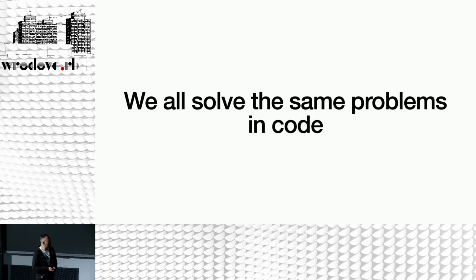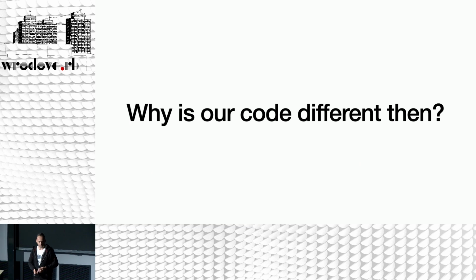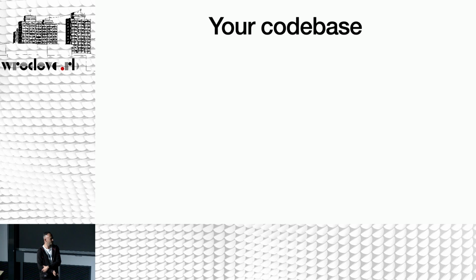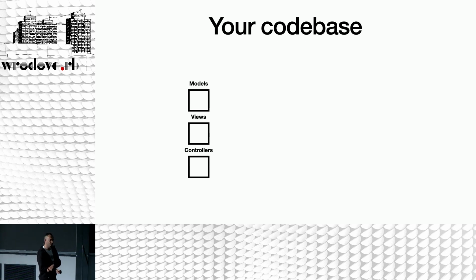Yeah, so we all solve the same problems in code, but somehow we do it differently. Again, the diagrams, we see the same everywhere, but the code is very different. So why is our code different? Because our code base is Rails, so we have models, we have views, and we have controllers. The views recently changed into some kind of JSON views, so maybe JSON serializers, but hopefully with Hotwire we'll be back with views.